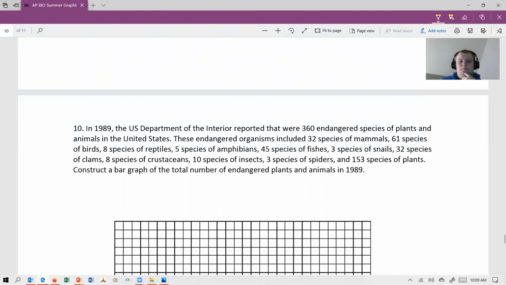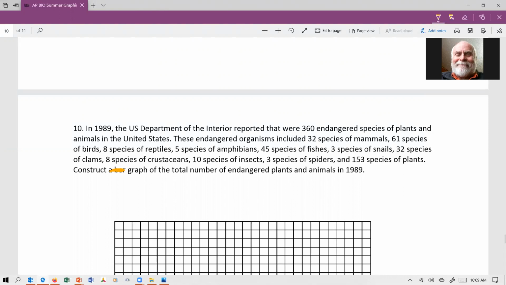Because it's different types of species. It's not just one species continuously changing. It's different species. It is not continuous. It's completely different species or groups of species. And it's not over a period of time. It's at one point in time.